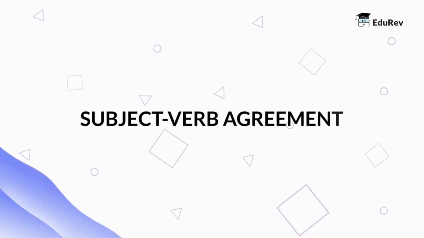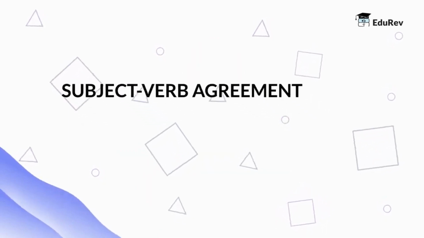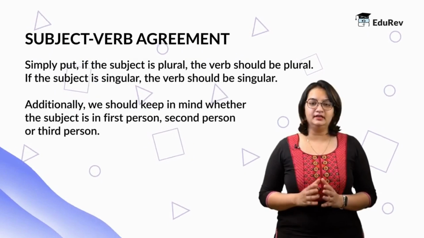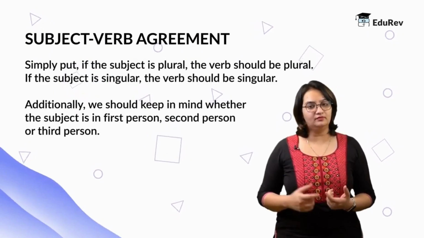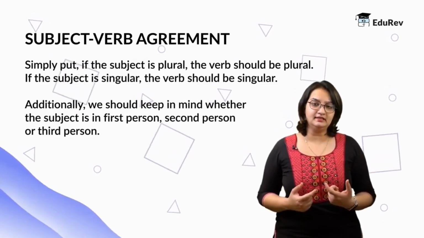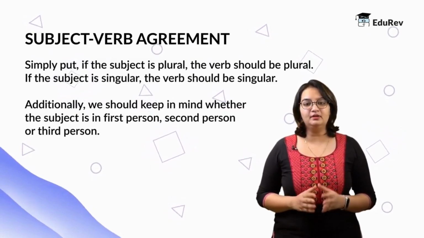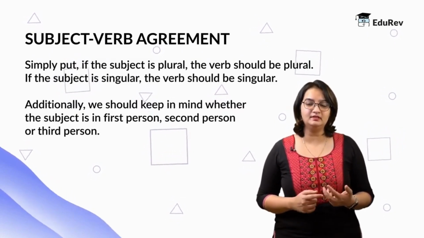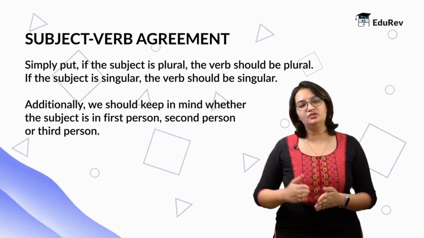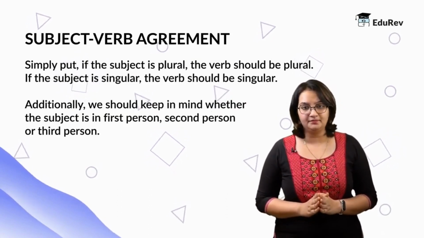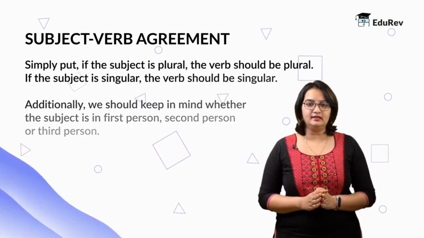In this video, we are going to take a look at subject-verb agreement. Simply put, it means that if the subject is plural, the verb should be plural, and if the subject is singular, the verb should be singular. It also means that the person, whether the subject is first person, second person or third person, should also be reflected in the verb.